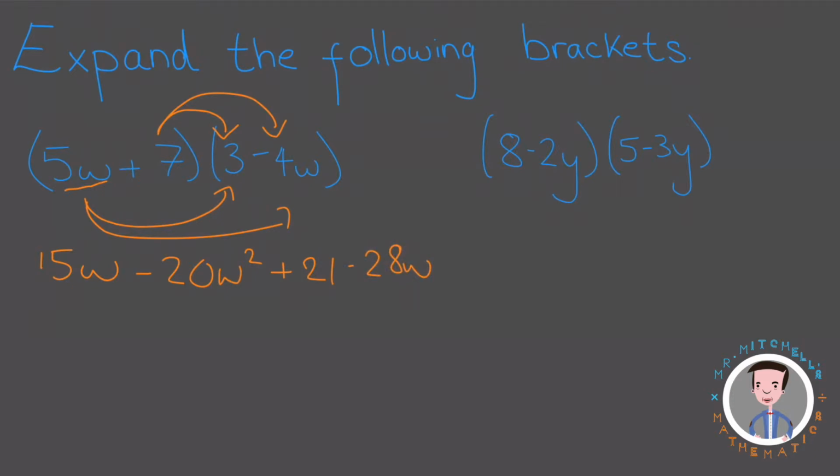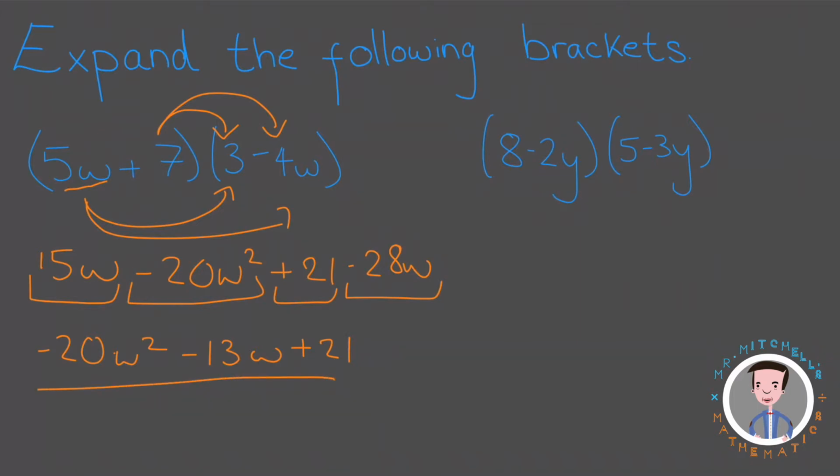We now need to collect like terms, so we'll put the w squared first, so that's minus 20w squared. We now need to add together the 15w and the minus 28w, and that is minus 13w. And last but not least, this 21 on the end, so plus 21. Good, that's the final answer.